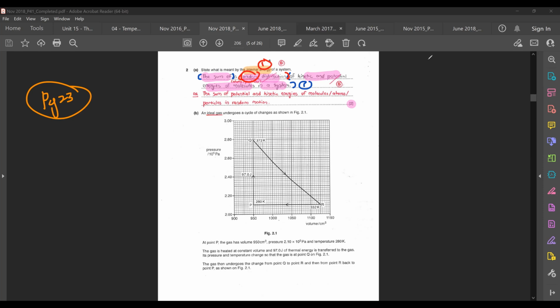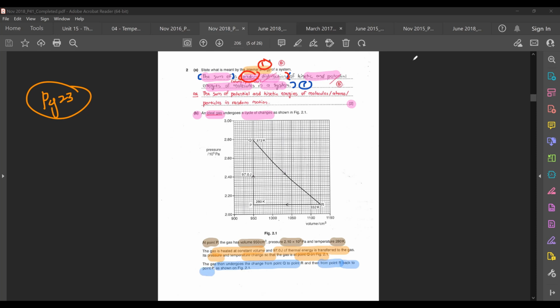Then you move on to B. You have an ideal gas that undergoes a cycle of changes as shown in the figure below. At point P, the gas has volume 950 centimeter cube, pressure 2.1 times 10 power 5 Pascal, and temperature 280 Kelvin. The gas is heated at constant volume and 97 joules of thermal energy is transferred to the gas. Its pressure and temperature change so that the gas is now at point Q. The gas then undergoes the change from Q to R, and then from R back to P.